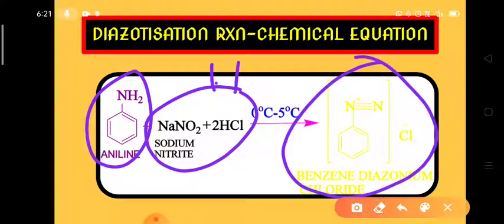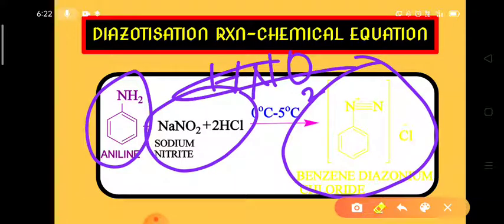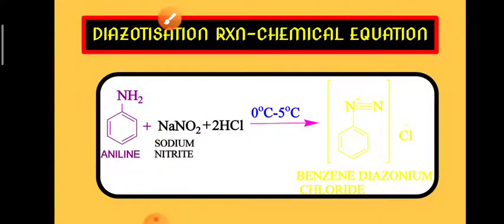Nitrous acid formula is HNO2, but instead of writing HNO2, here we can see sodium nitrite and HCl mixture. HCl means hydrochloric acid. We write like this because nitrous acid is not available ready made. So whenever we require nitrous acid, we add HCl to the NaNO2 aqueous solution.